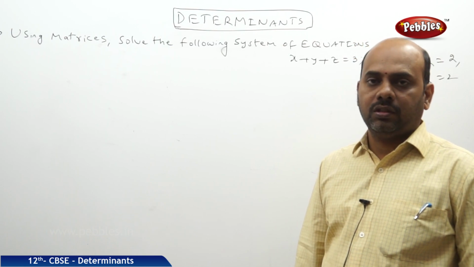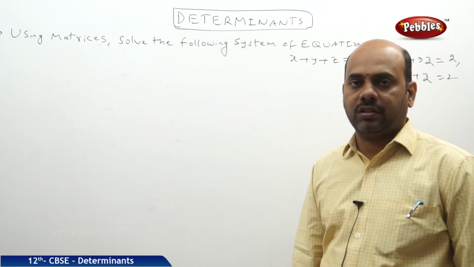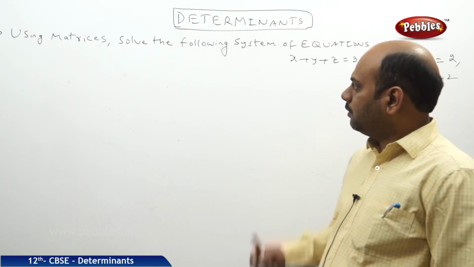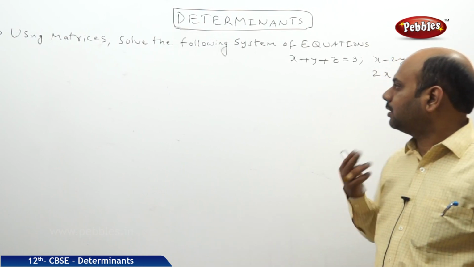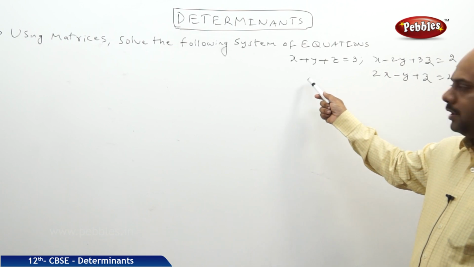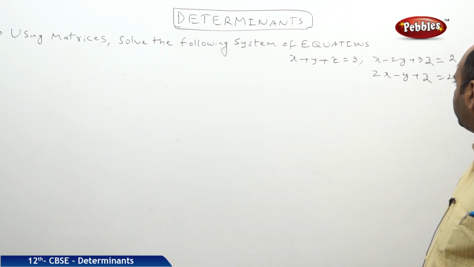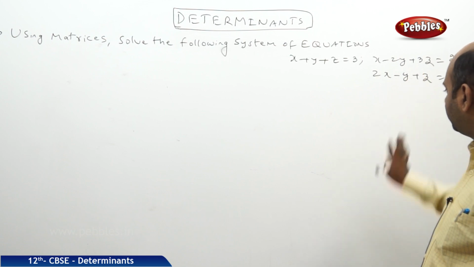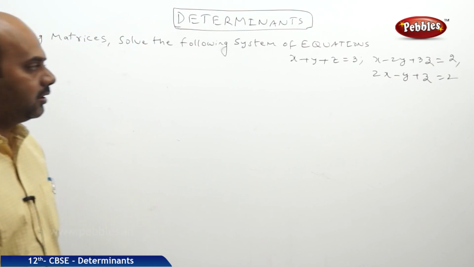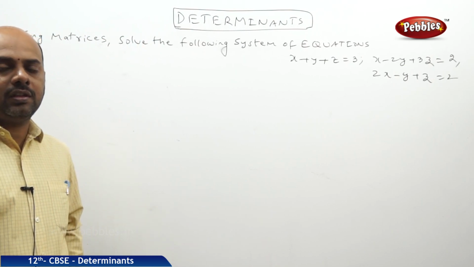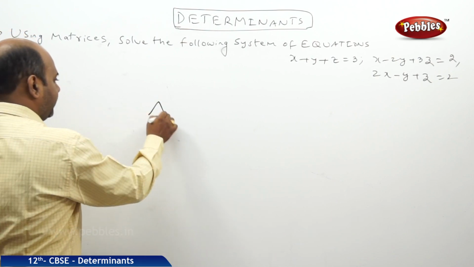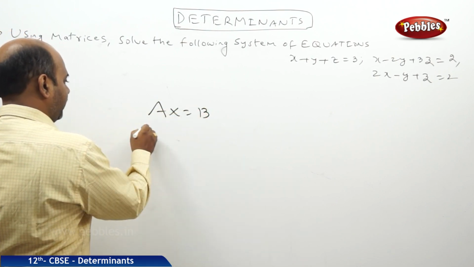using Cramer's rule, and we had seen about consistency and inconsistency by using Cramer's rule. Now sometimes a question might be given to us: use matrices, solve the following system of equations: x plus y plus z is equal to 3, x minus 2y plus 3z is equal to 2, 2x minus y plus z is equal to 2. Here we need to convert it into the matrix form Ax is equal to b, and we should write it like this: Ax is equal to b.